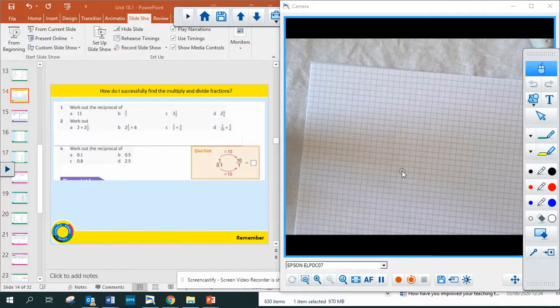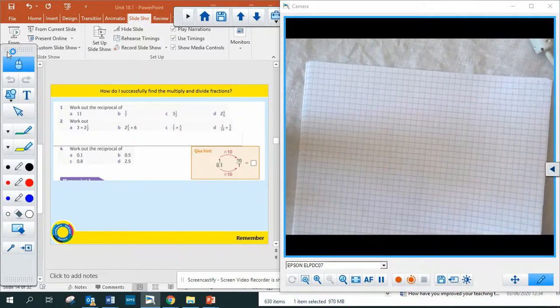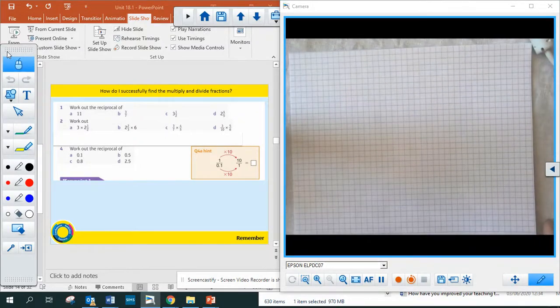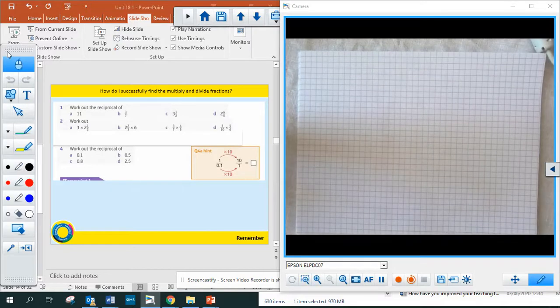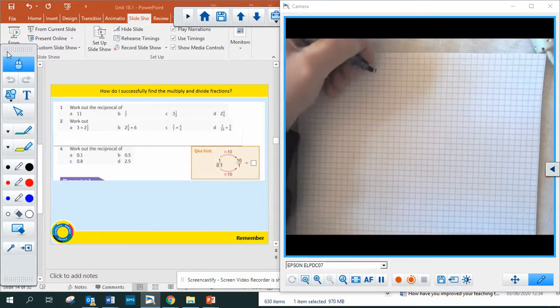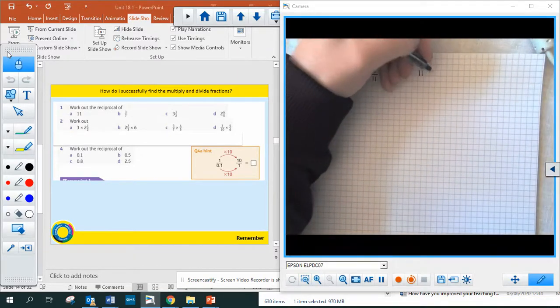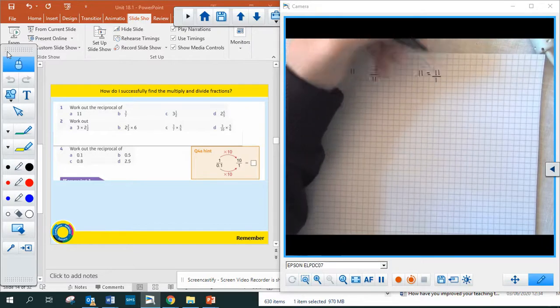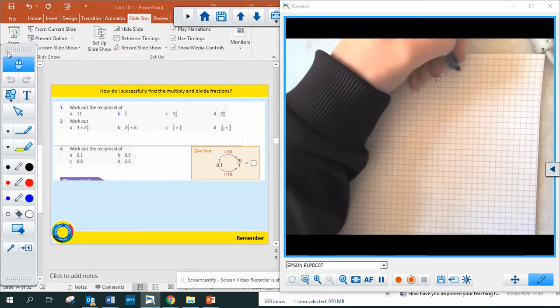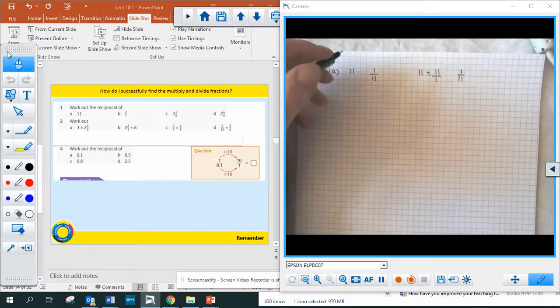Okay, so let's go through the solutions. Question 1 asks you to work out the reciprocal of the numbers or fractions that they've given you, okay? So question 1a was 11, and your reciprocal of 11 is 1 over 11. If you knew that straight away, it's fine to go just straight into that. If you first said that 11 is equal to 11 ones, or 11 over 1, and then you said that was 1/11th, that's great. 1/11th is the answer that you're looking for.